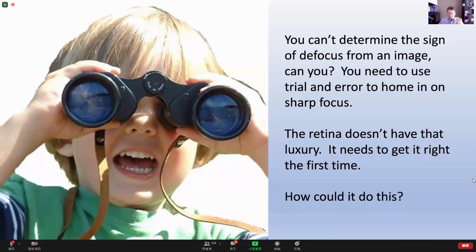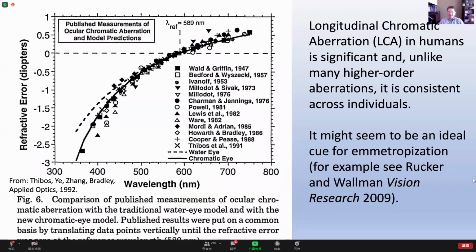My colleagues and I think that one of the main things may be longitudinal chromatic aberration. So here, this is from human, this is the wavelength of light, here's the refractive error normalized to 589 nanometers, and basically you're relatively more myopic in short wavelength light and more hyperopic in longer wavelength light. It spans a little over 2 diopters across the range of visible wavelengths.